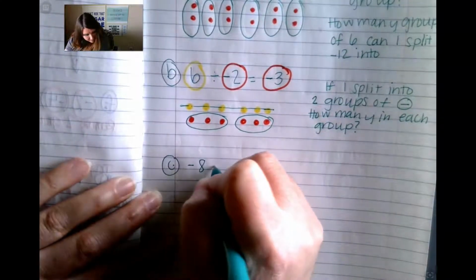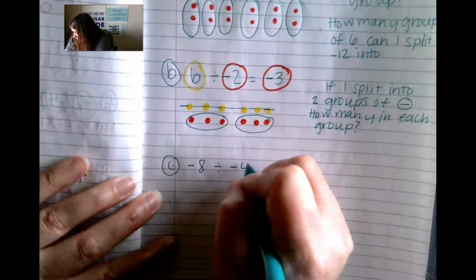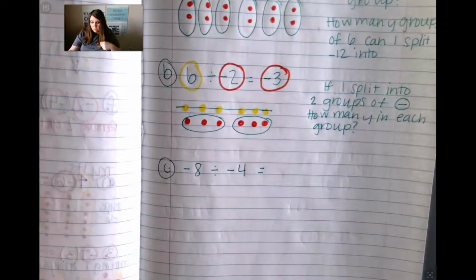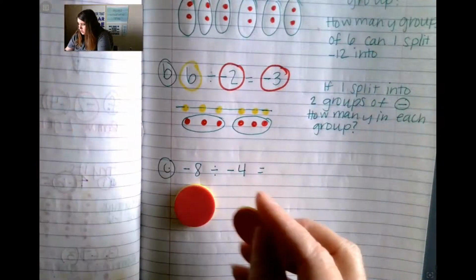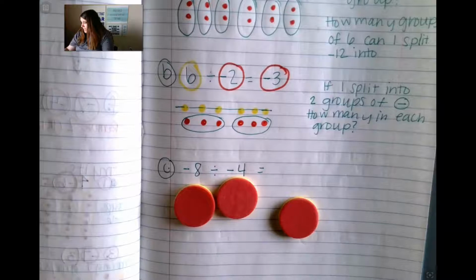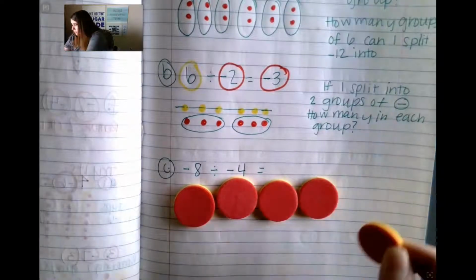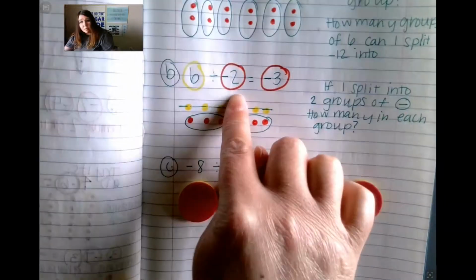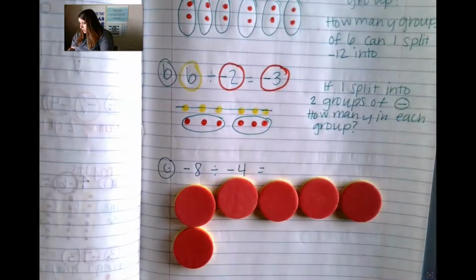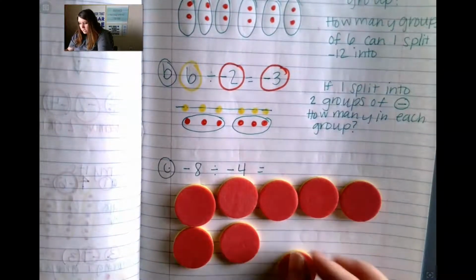Okay, our next problem that we are looking at is -8. So I have -8, and I need to divide it by -4, and I want to know, what do I get? So I have -8 chips, and I want to split it and see how many groups of -4 can I make. So same thing up here, how many groups of -2 can I make? You can ask yourself either question.